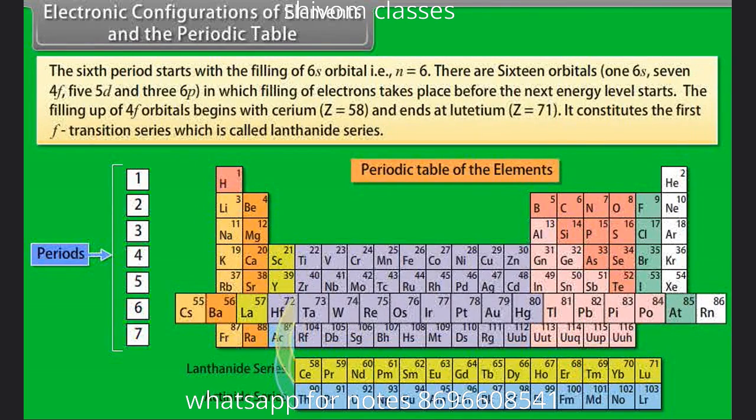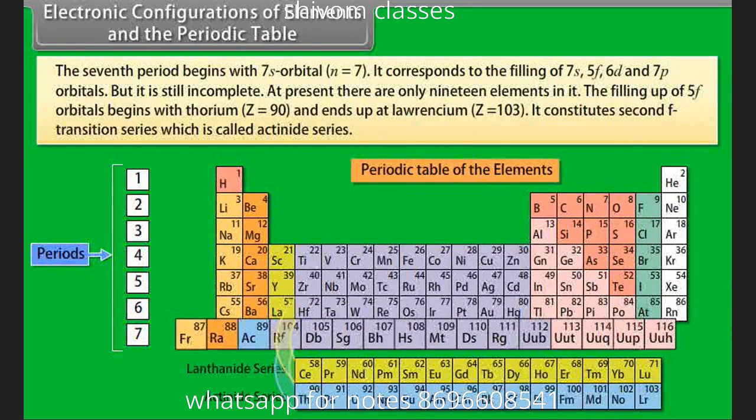The sixth period starts with the filling of the 6s orbital, n equals 6. There are 16 orbitals, one 6s, seven 4f, five 5d and three 6p, in which filling of electrons takes place before the next energy level starts. The filling up of 4f orbitals begins with cerium, atomic number 58, and ends at lutetium, atomic number 71. It constitutes the first f transition series, which is called the lanthanide series.